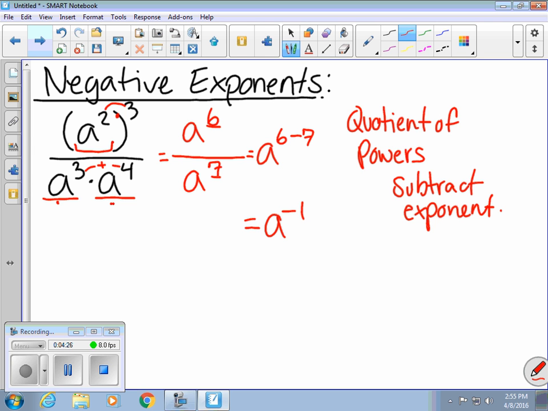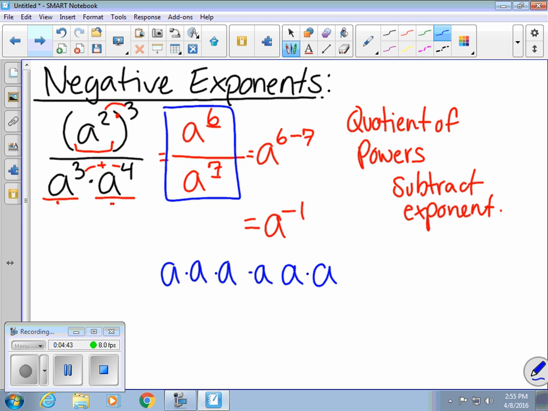Now, here's the thing about it. That might be quick and easy and logical, but here's what we need to understand. Let's think through what this piece means. Okay, I have a times itself 6 times. And in the bottom, I have a times itself 7 times.